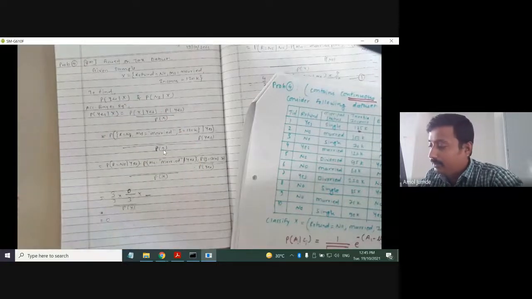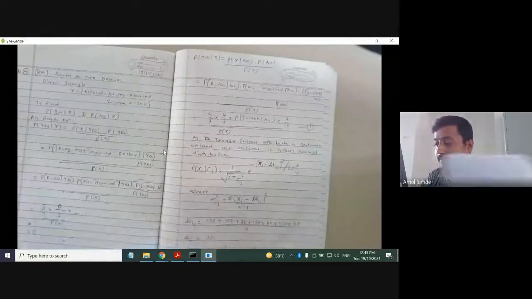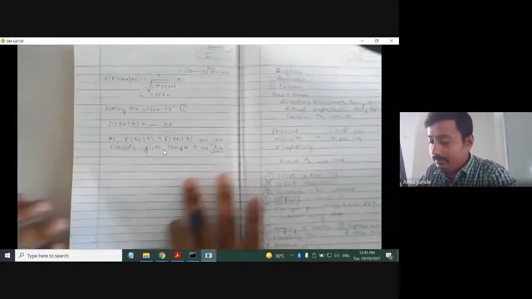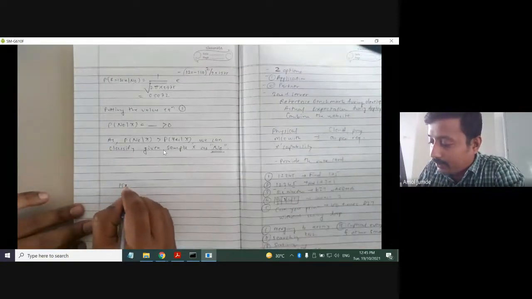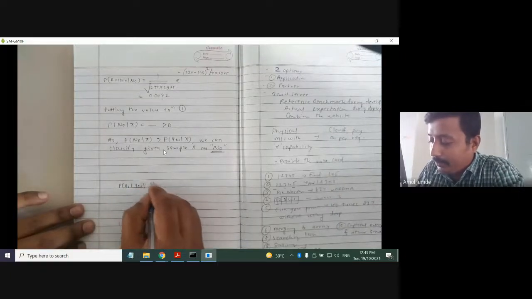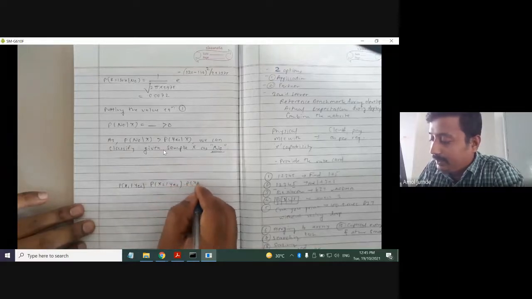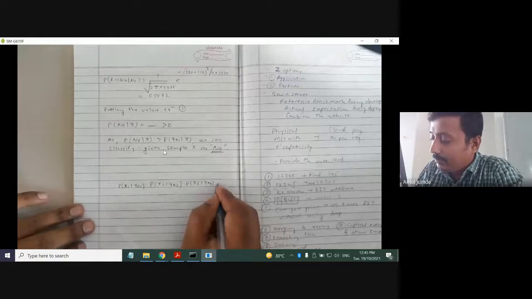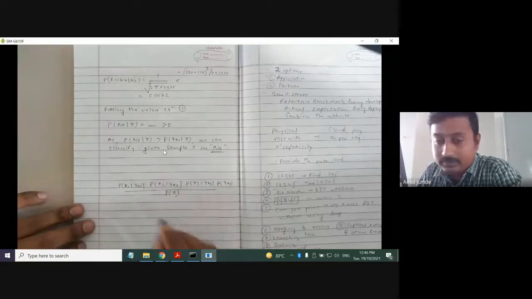What if we consider we have three attributes? So probability of x1 given one class, let's say yes, into probability of x2 given yes, into probability of x3 given yes, and then probability of yes will be there, divided by probability of x, right?